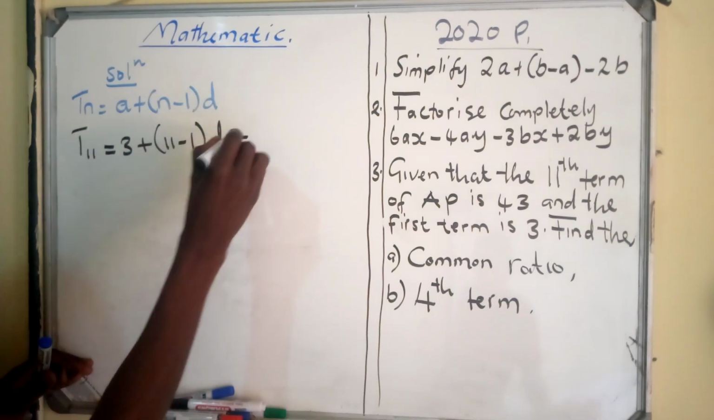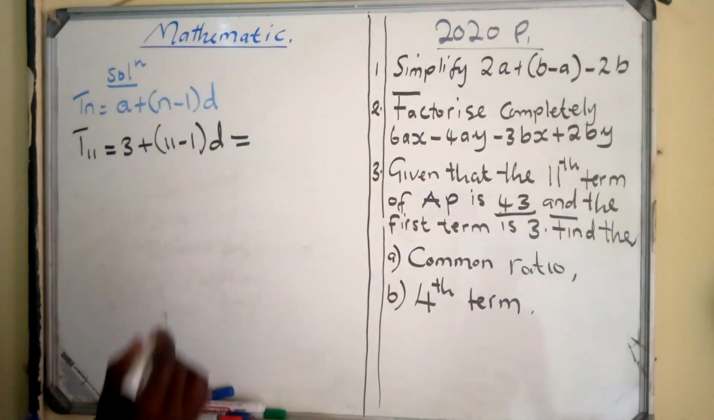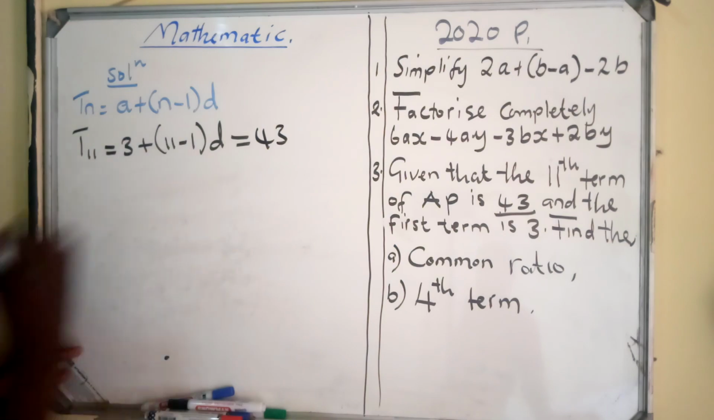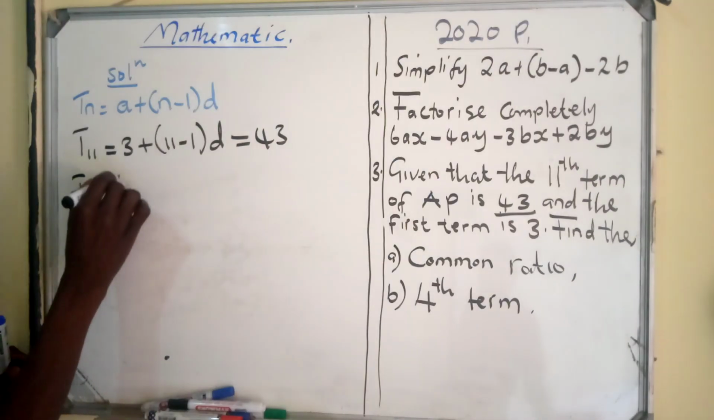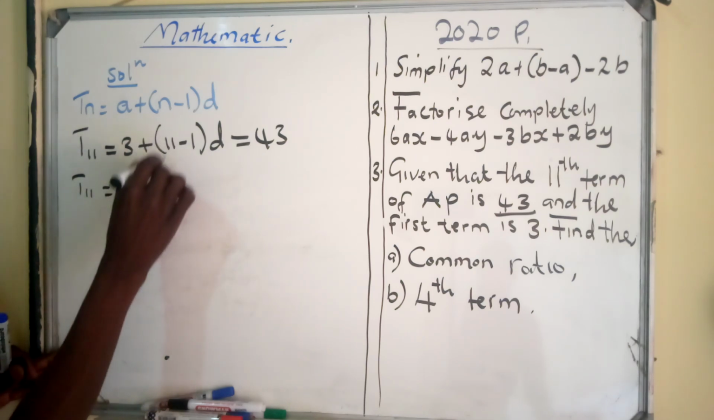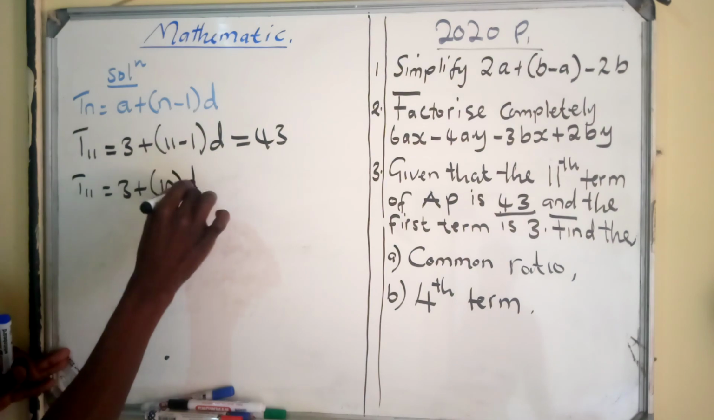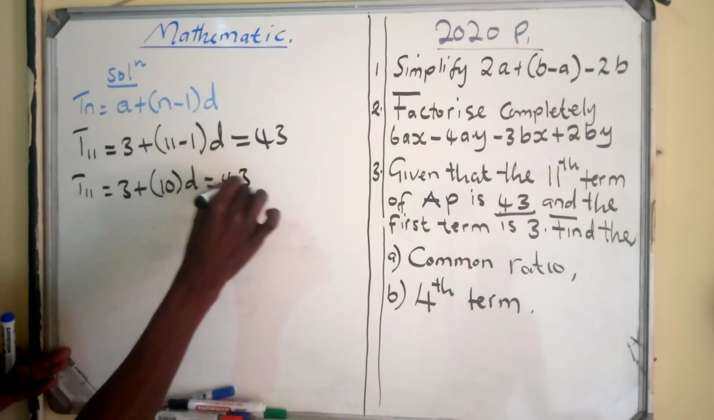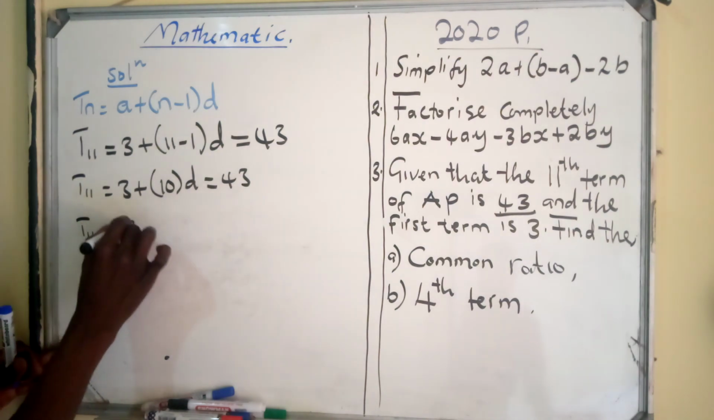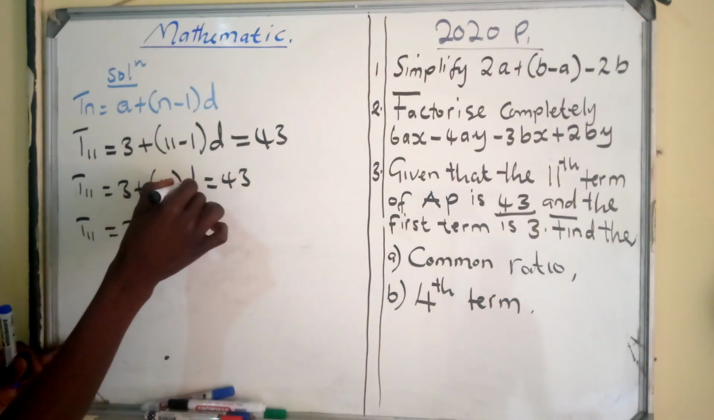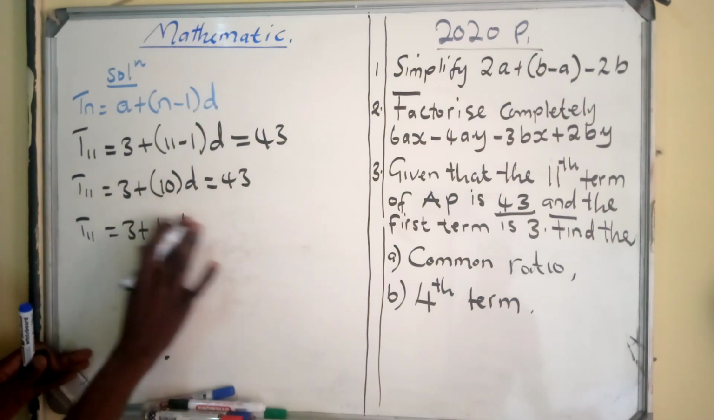And then equate to the 11th term, which we have been given in this case, which is 43. So the 11th term equals 3 plus, in the bracket, 11 minus 1, which is going to be 10, and then d outside, equal to 43. Hope you're able to see. And then the 11th term equals 3 plus 10 multiplied by d, it is going to be 10d.